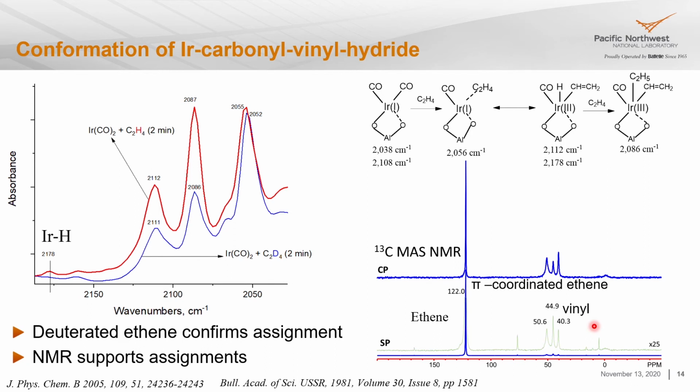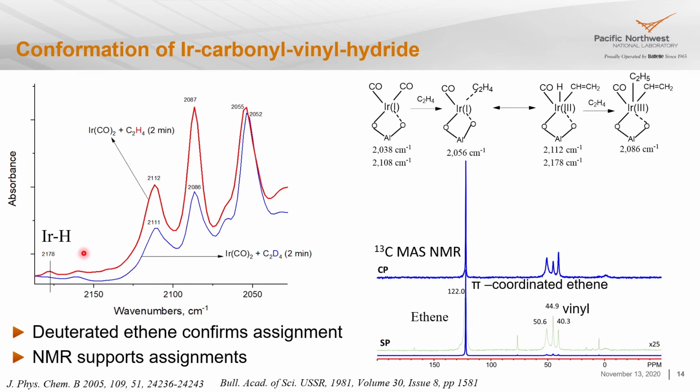But we also have some additional spectroscopic evidence to support that, whereby we use deuterated ethylene, which is the spectrum shown in blue. These two spectra are the same experiment, just with a different isotope of hydrogen in the ethylene. So what we can see is the spectra look largely the same, with the biggest difference being that we no longer can observe an iridium-H stretch when we're using deuterated ethylene. So that confirms our previous assignment.